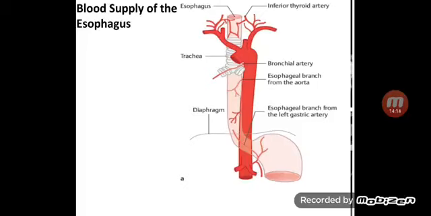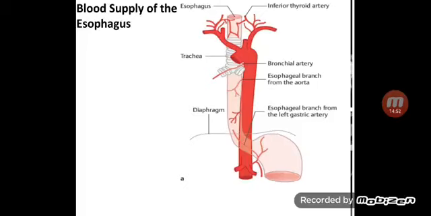The middle third is supplied by the esophageal branches from the bronchial arteries and descending thoracic aorta. The lower third receives branches from the left gastric artery. So the upper third from the inferior thyroid artery, the middle third from esophageal branches from the bronchial arteries and descending aorta, and the lower third from esophageal branches from the left gastric artery.